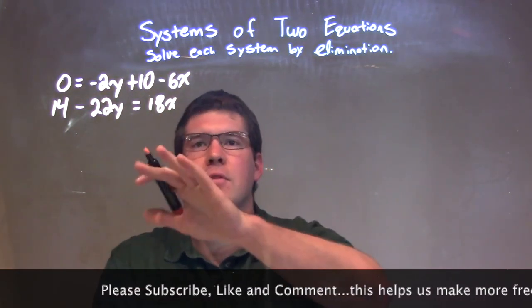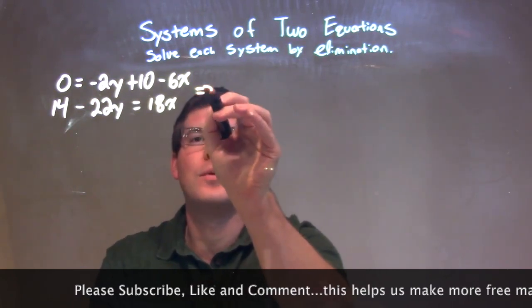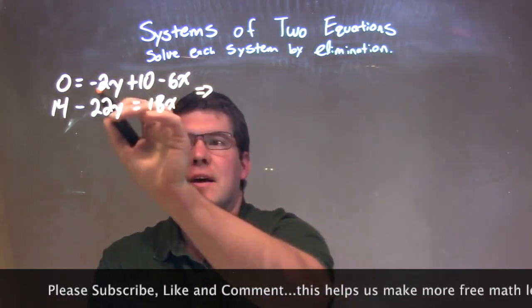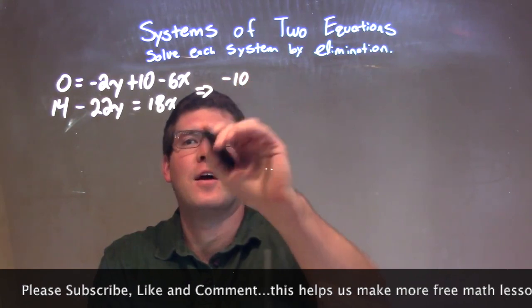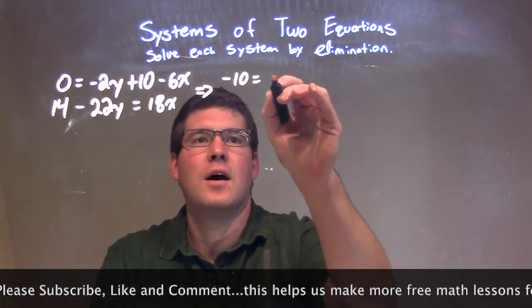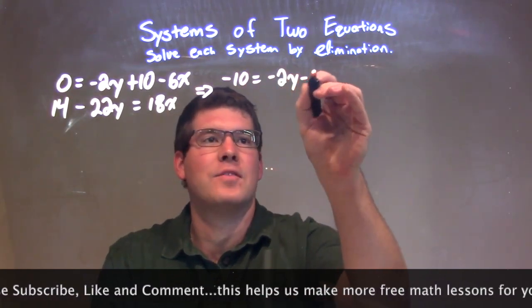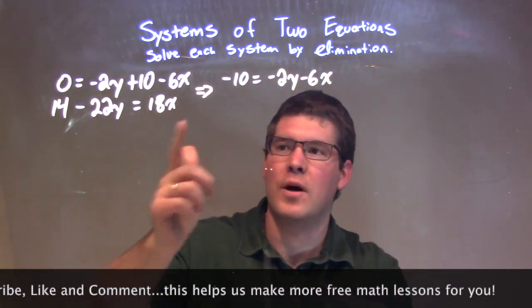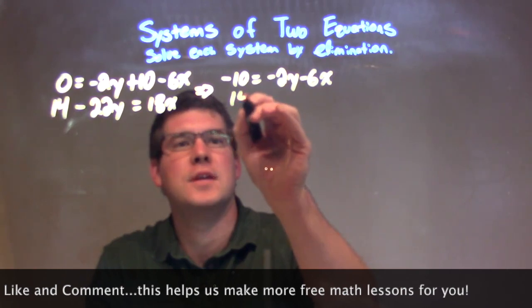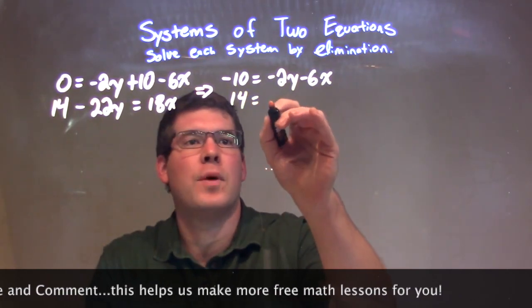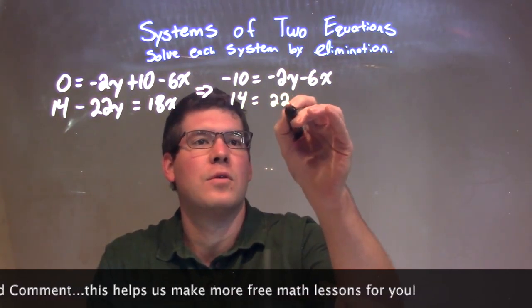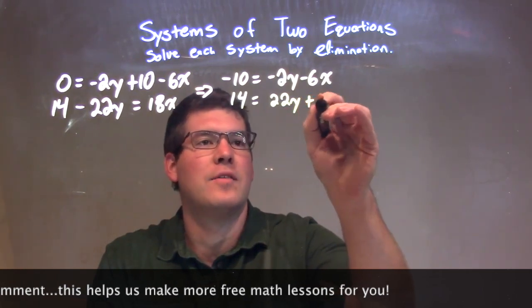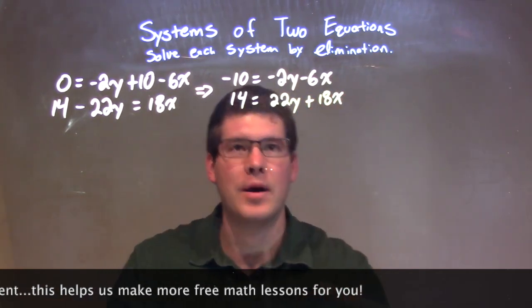Okay, so numbers on the left, variables on the right. When we rewrite this, I'm going to subtract the 10 from both sides, giving me a negative 10 on the left equals negative 2y minus 6x on the right. This one here, I'm just going to add 22y to the right, giving me the 14 on the left, and then we have a positive 22y and a positive 18x on the right.